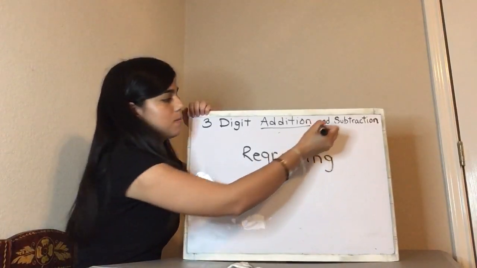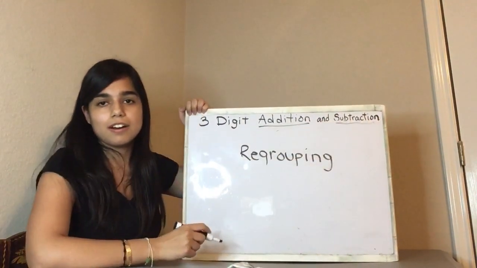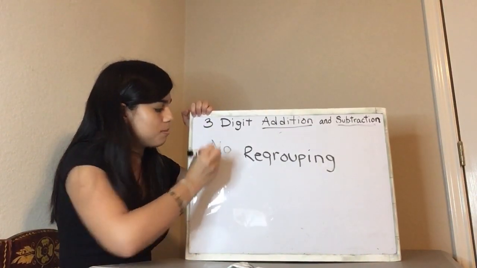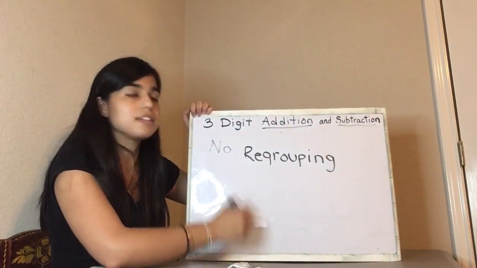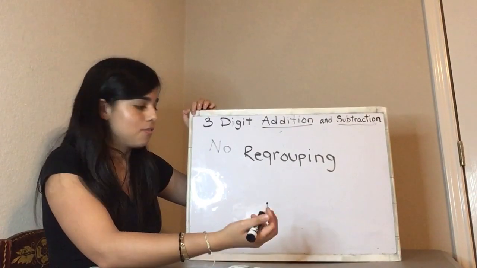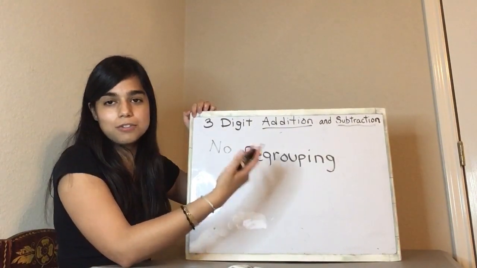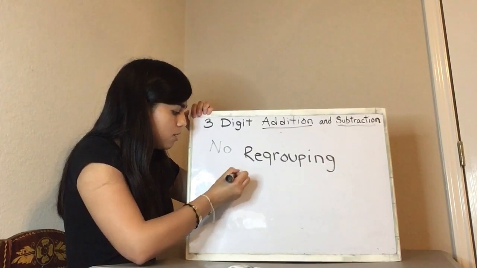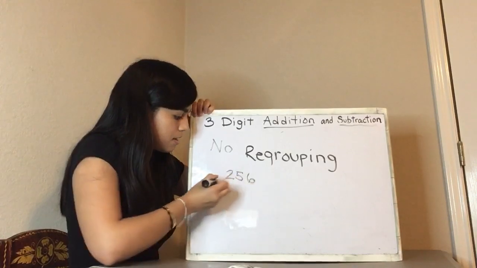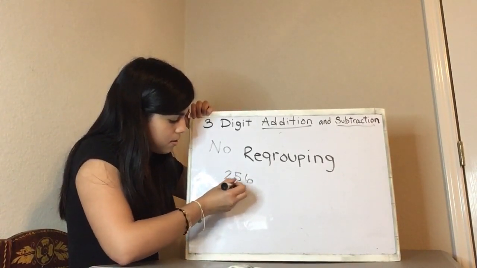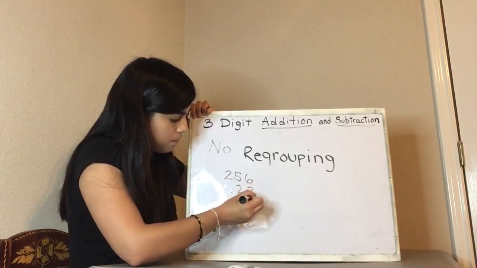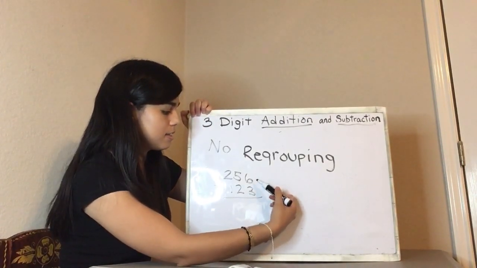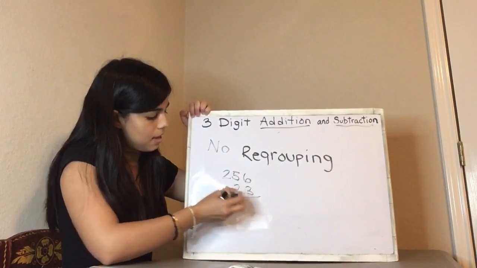Now, let's talk about subtraction. All right, again, the same thing. There is subtraction with no regrouping, and there's subtraction with regrouping. No regrouping is when you do not have to borrow from the neighbor. So let's do 256 minus 123. Okay, again, start in the ones place. 6 minus 3, that is 3.